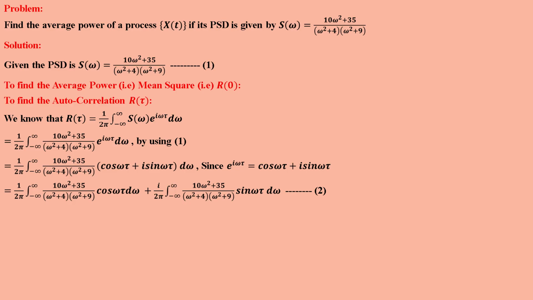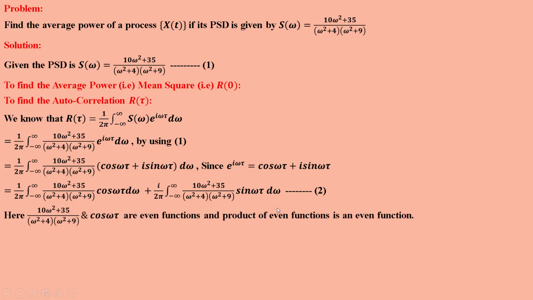Similarly for the second one, (10ω² + 35) / ((ω² + 4)(ω² + 9)) is an even function, and sin ωτ is an odd function. The product of even and odd gives an odd function. We know the properties of definite integral: the integral of an odd function is equal to 0 when the limit is minus infinity to plus infinity. So the second integrand is an odd function, therefore the integral value is 0. Now we are substituting all those things.